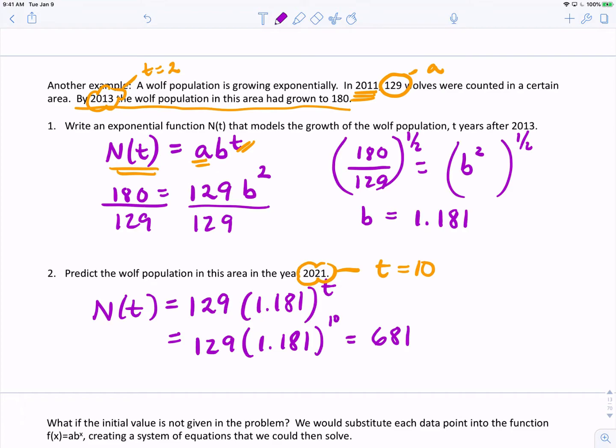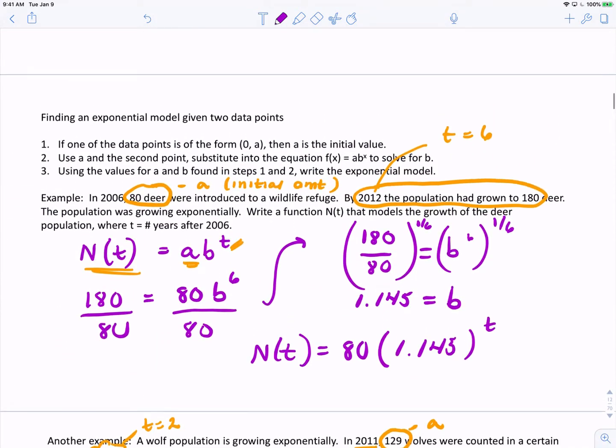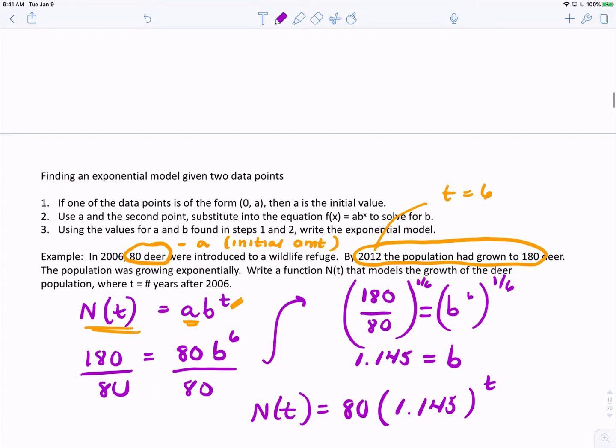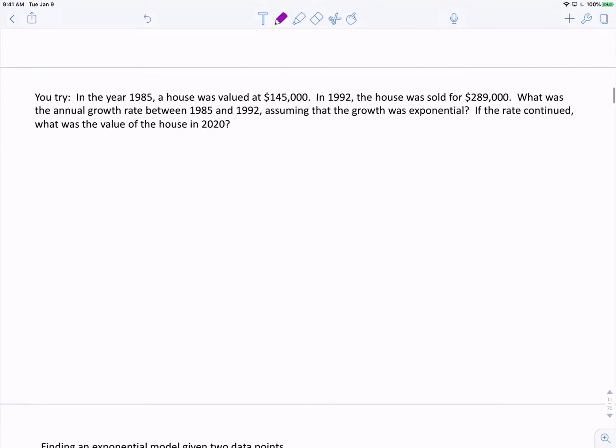All right, I'm going to have you try one. I'll get you started because it's the same process, just a different context. So we've been doing some wildlife examples. Let's do a real estate example. This problem is actually a model for our first house.